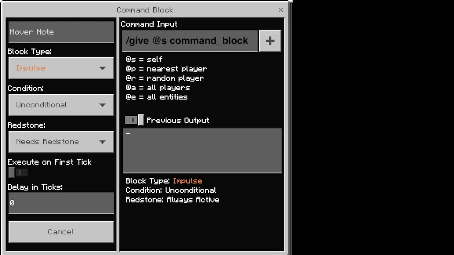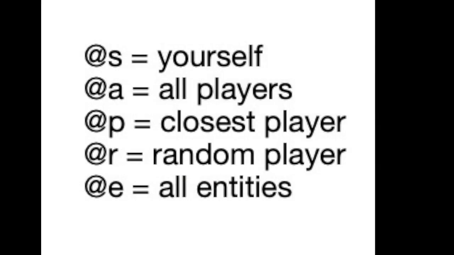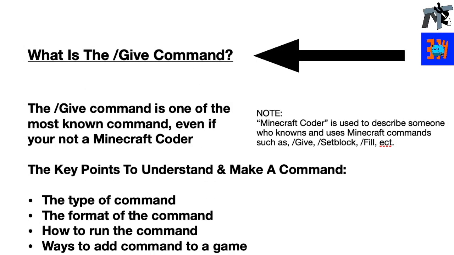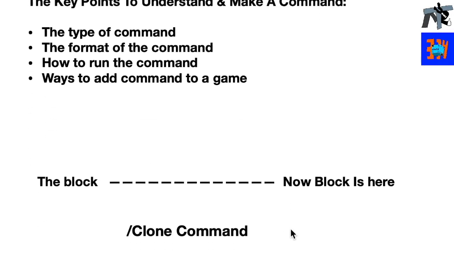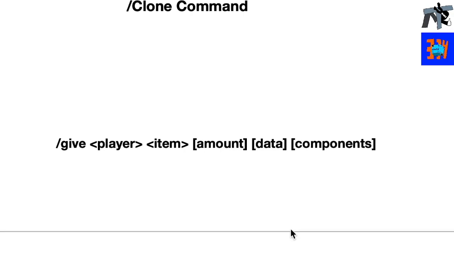If it's on not need redstone and it's on always active, that means as soon as you get out of the command block, the impulse command will run. That's mainly good for repeating command blocks, where the command will repeat infinitely. This is just another way of looking at the identifiers. So if you want to save this, so that you always know what the identifiers are. But anyway, let's go and look at the give command format.